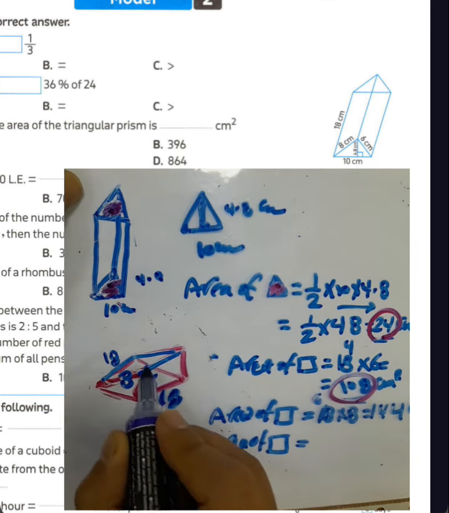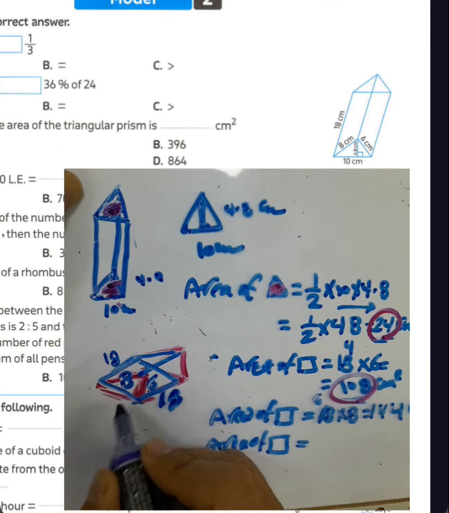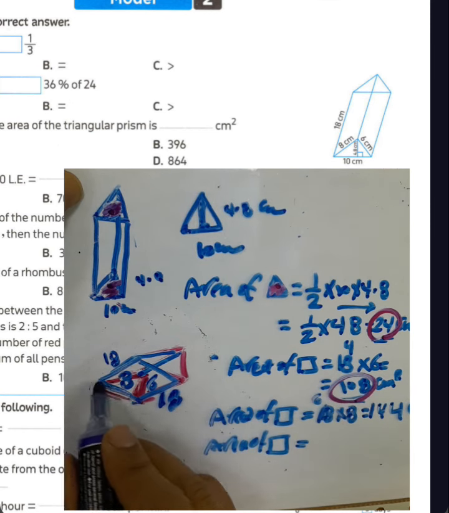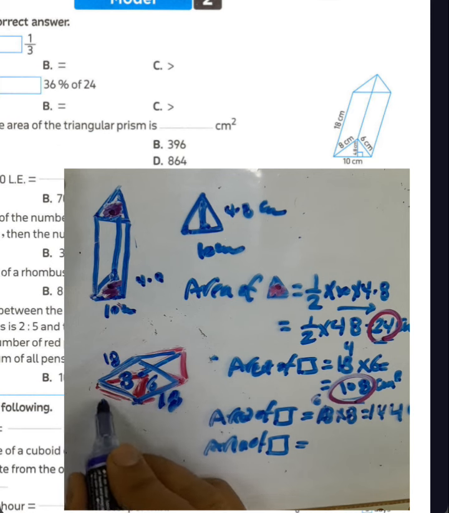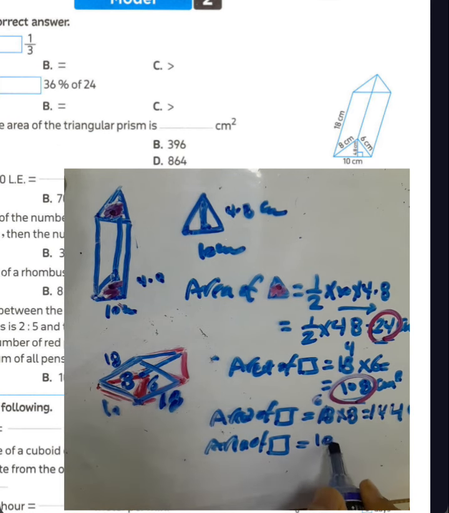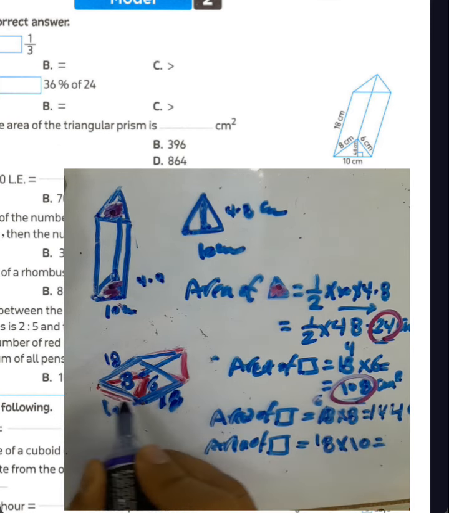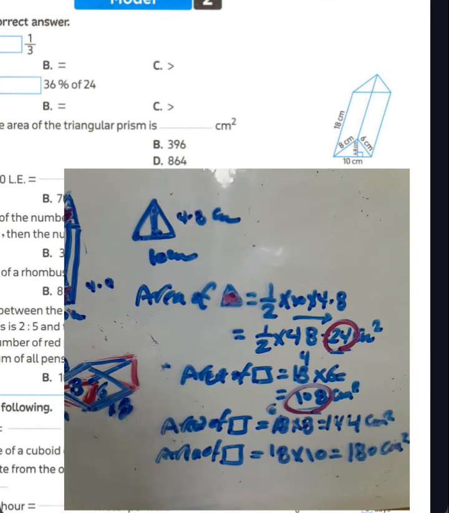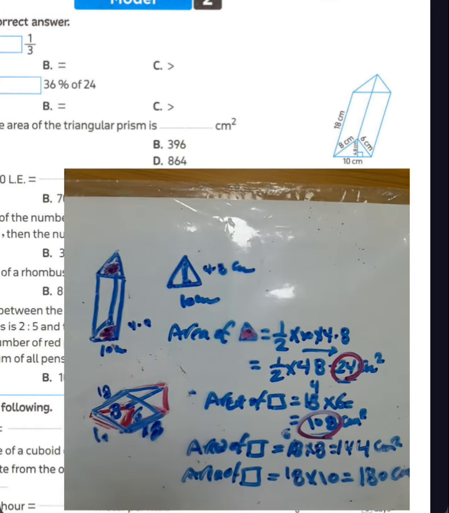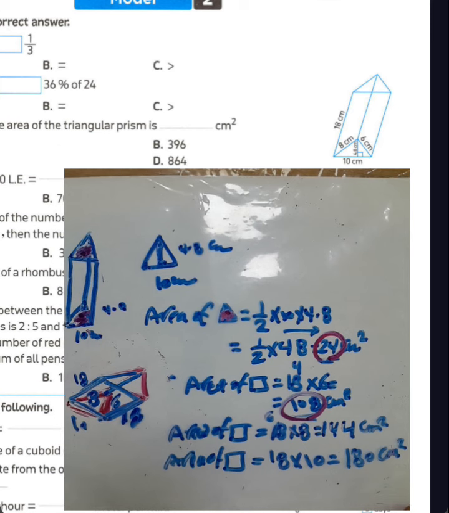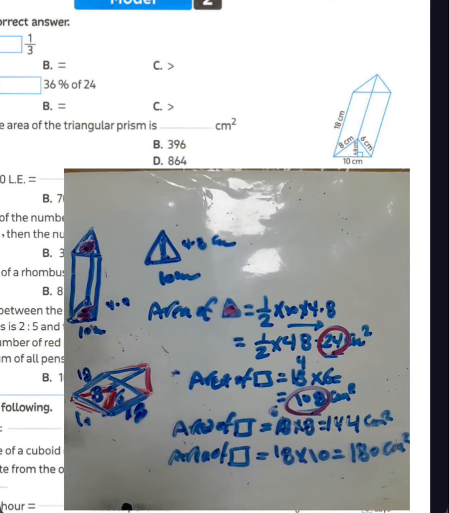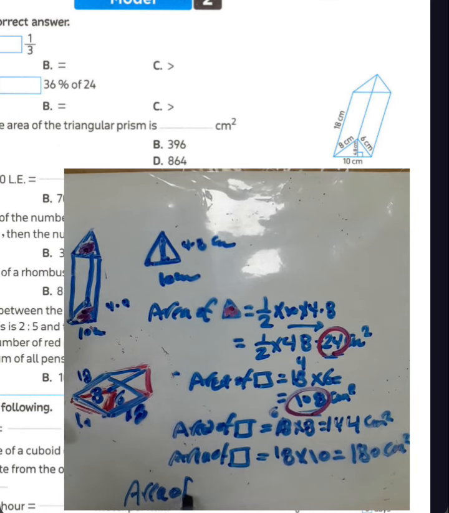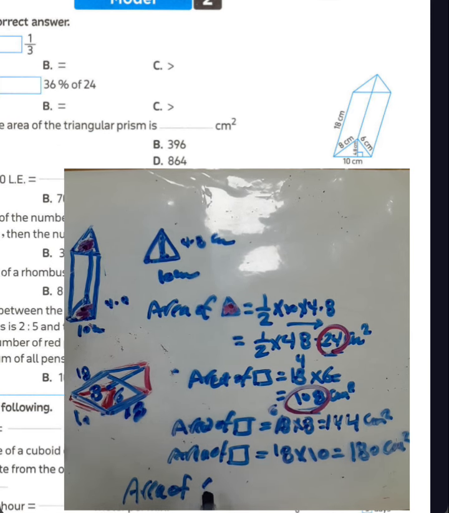And then we can find the area of the rectangle in the base. In the base here, 18 product by the width, which was 10. 18 product by 10, length times width. Okay, in the base it will be 180 square centimeters. Okay, and then we can find the area of the triangular prism.